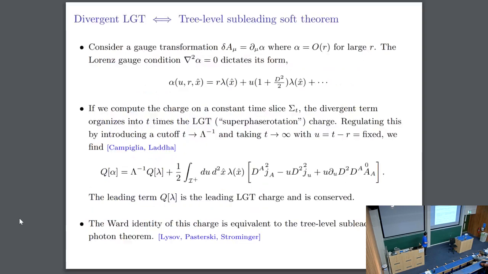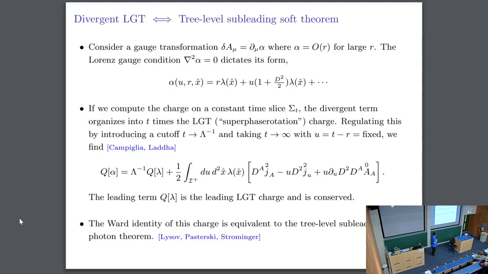So let's first review what happens at tree level. We consider, in, say, scalar QED for definiteness, a gauge transformation where the parameter is of order r, where r is the radius from the origin. Now, if we impose the Lorentz gauge condition on this parameter, this condition dictates the form of this parameter in the large r expansion. So at leading order, there's a term that's linear in r. Its coefficient is independent of time. The next one up is linear in time, and this list goes on.